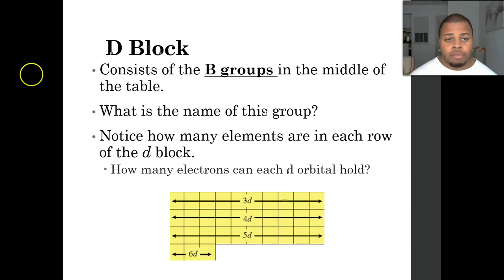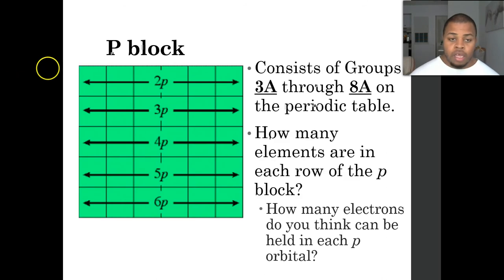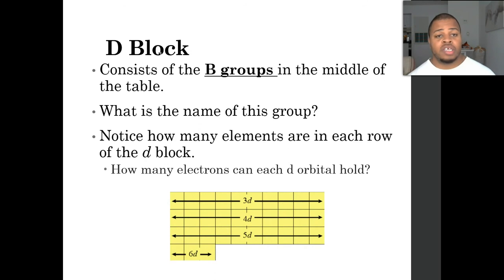I'm taking my time. Oops, sorry, got to go back. If I'm looking at here, I got 1, 2, 3, 4, 5, and 6. This means that for each p orbital at each level, I can hold how many electrons? Something to think about and to write down. Well, now we're going to move on to the next.